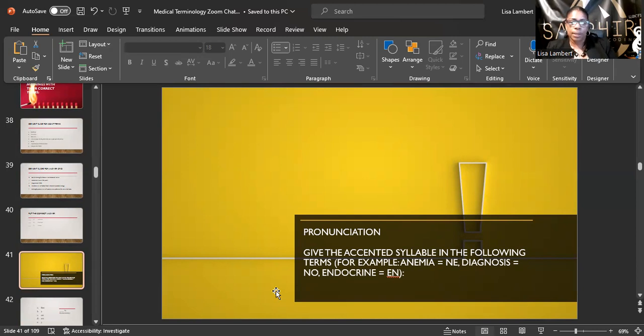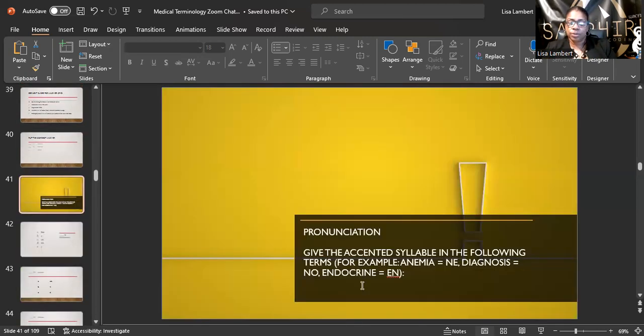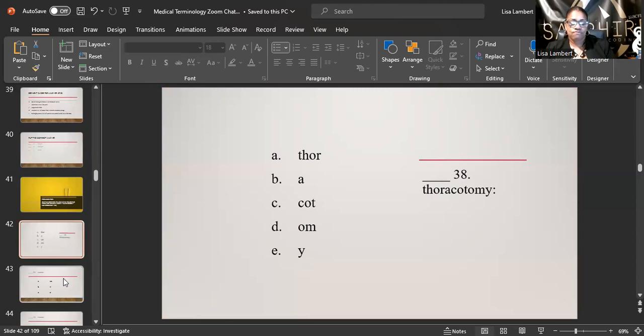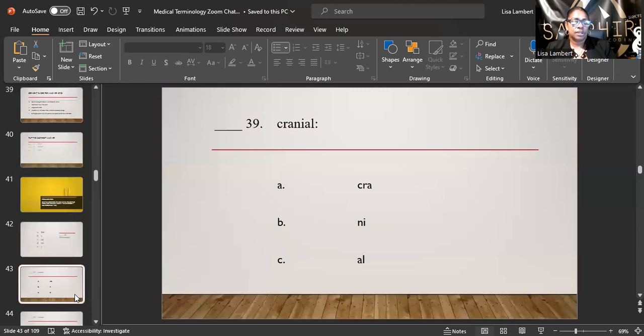You have to have that medical terminology know-how to even decipher that. So let's move on. Put that one on the index card because we're going to go back over this, and this is in your chapter 1. Thoracotomy. This is here for the accented: thor-a-COT-o-my, with the accent on the cot. Okay. Cranial. What do you think the accented syllable is in cranial?